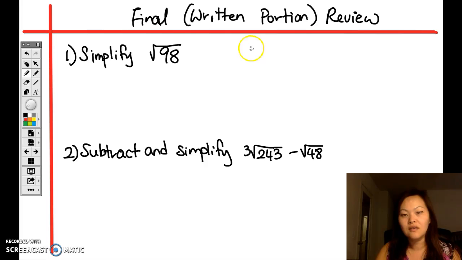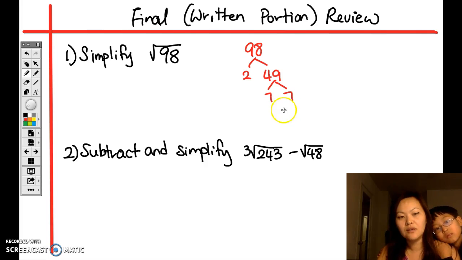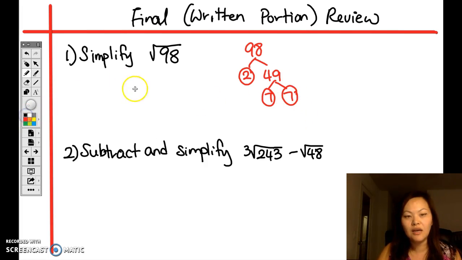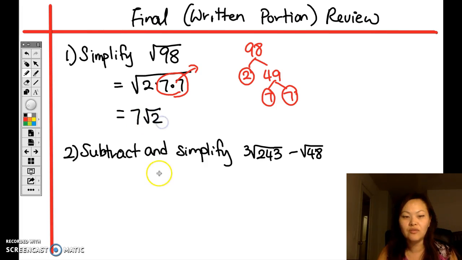This is so easy. Start with the 98. 98 is the same as 2 times 49, and 49 is the same as 7 times 7, right? So there you go. You circle all your prime numbers, and so what you have is the square root of 2 times 7 times 7. And you know that you can pull out the two sevens, right? And it comes out. So what's your answer? We have 7 on the outside, but only one of them comes out, okay? And then you have square root of 2, okay?